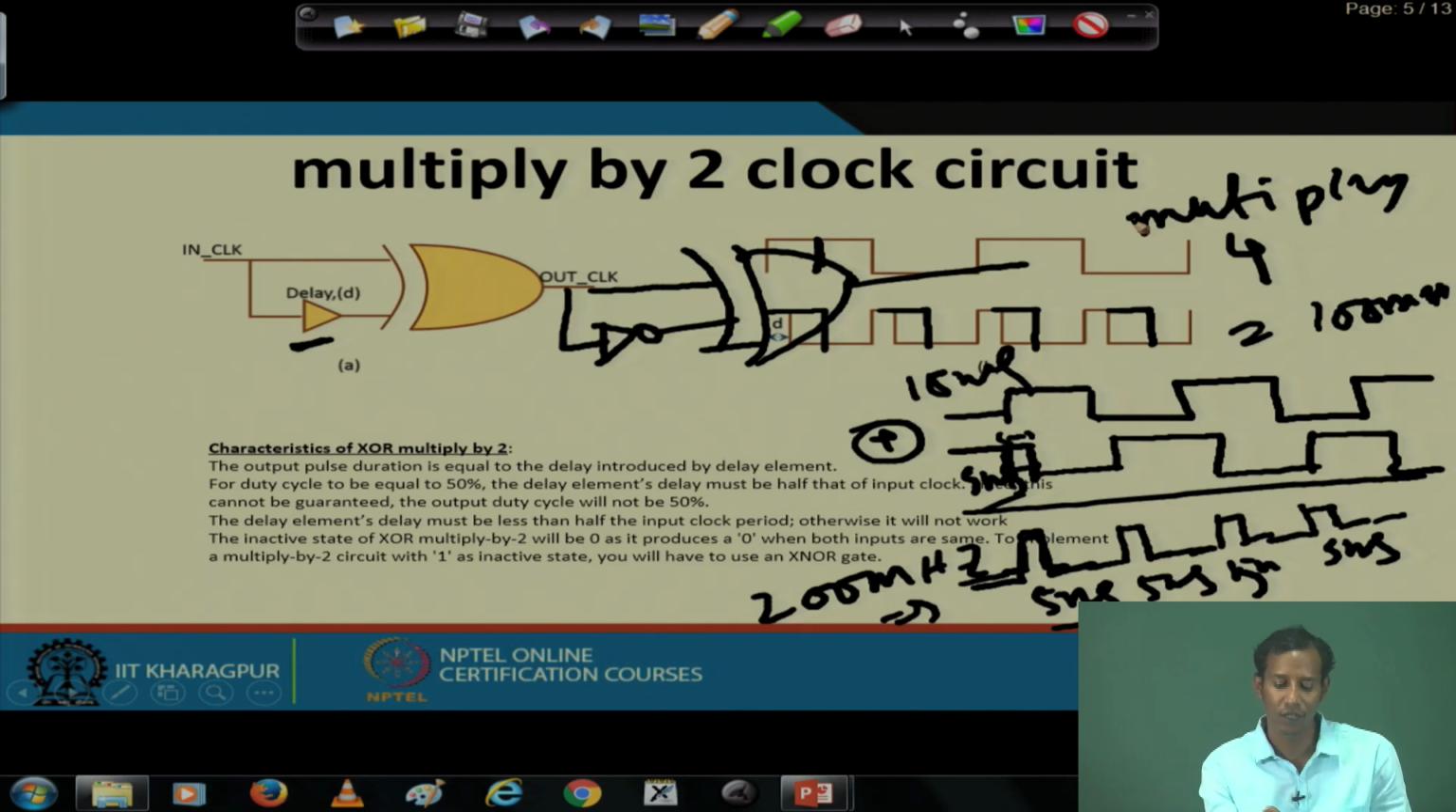So, for any power of 2, you can design the circuit in this manner, where the frequency will be multiplied in powers of 2. Okay.